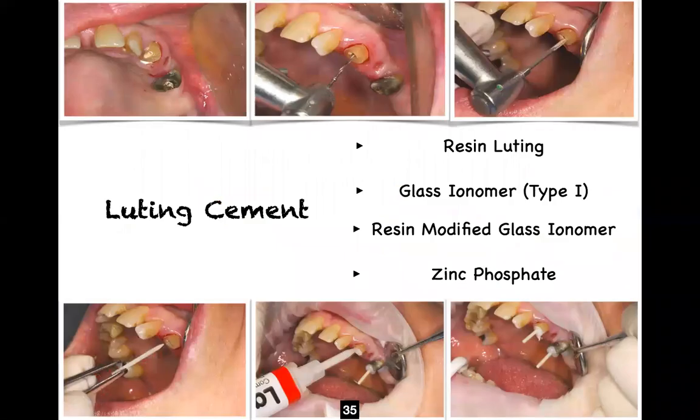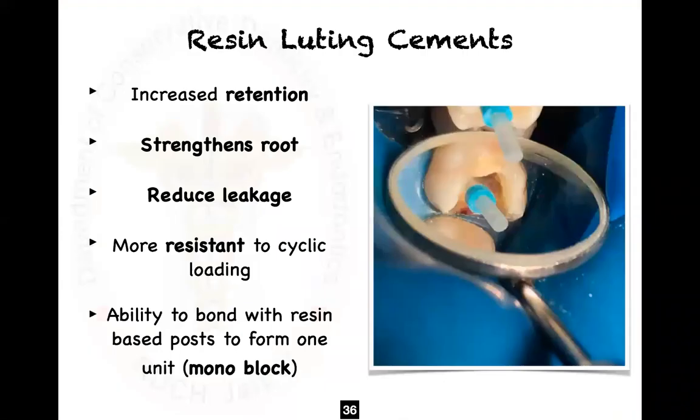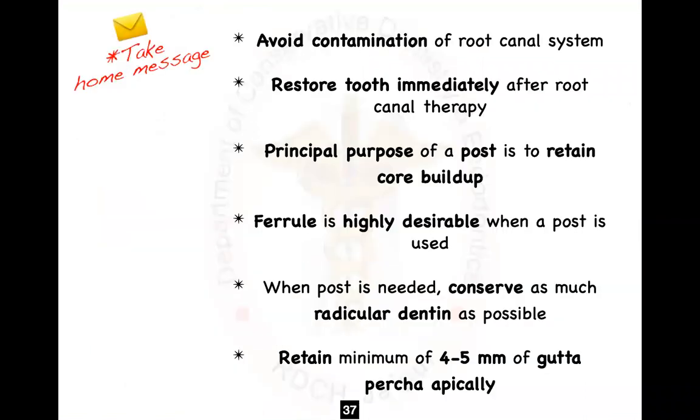But in cases where you're using an aesthetic post or a preformed post, then it is you who's going to design the core on top of your post. So you have to use a material which will become one with your post. And that is why resin luting cements also help you deliver that.